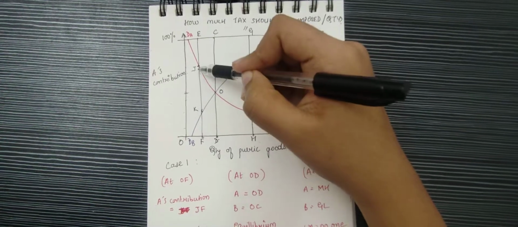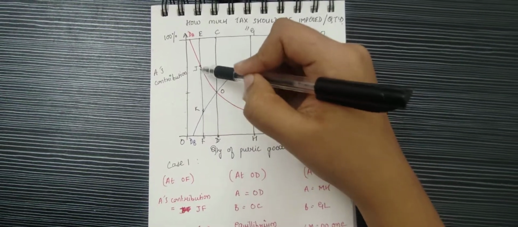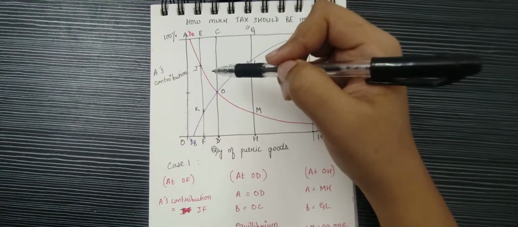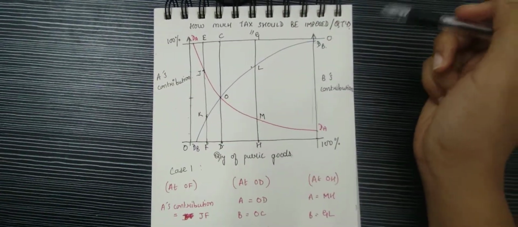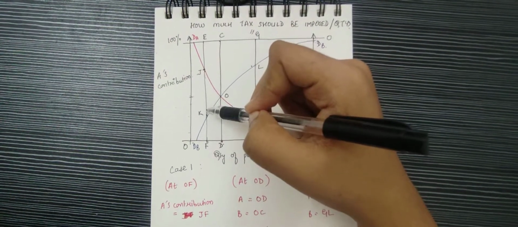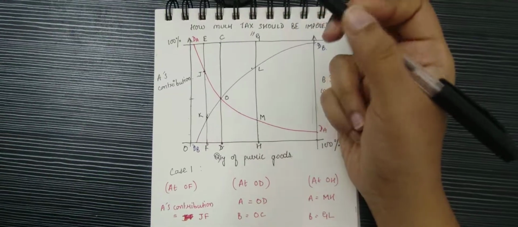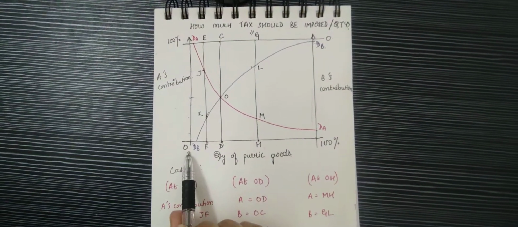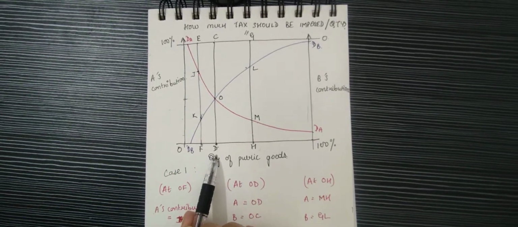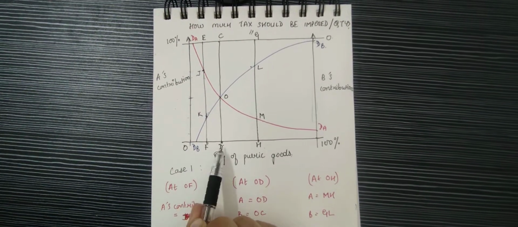Okay, JK, both the persons are paying. So it means that government is receiving excess tax. Okay, it's not being fairly distributed. Government is receiving excess tax. JK is the excess tax. Okay, so government tries to increase the quantity of public goods to OD.